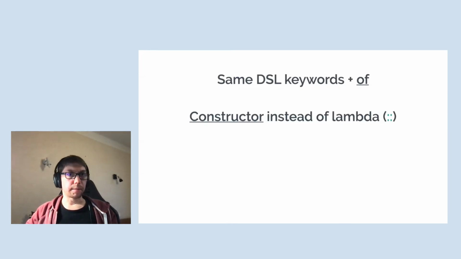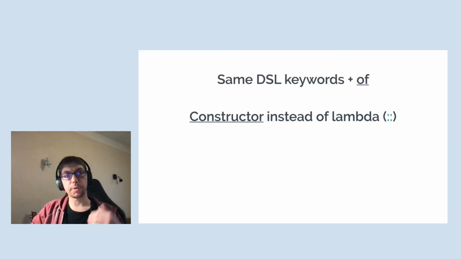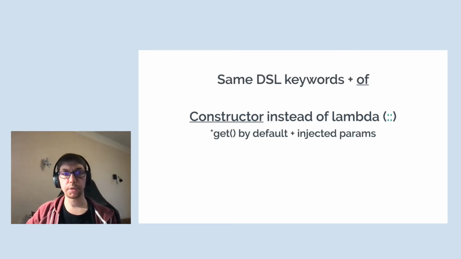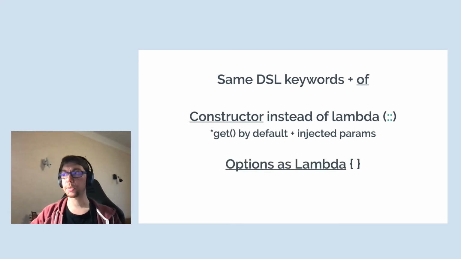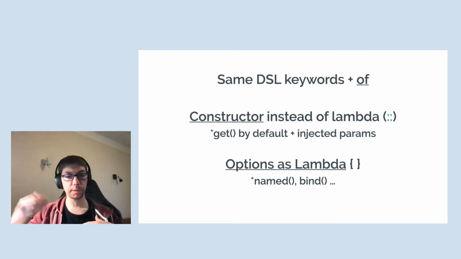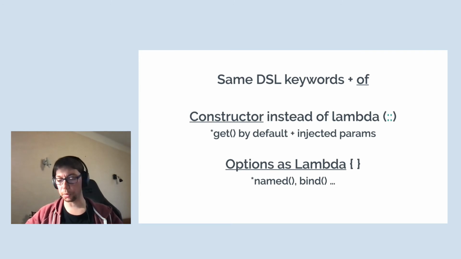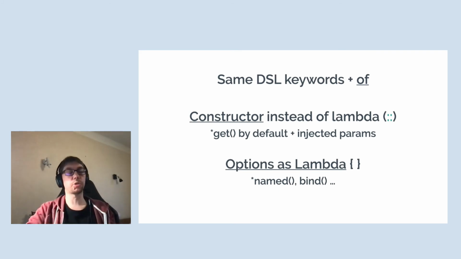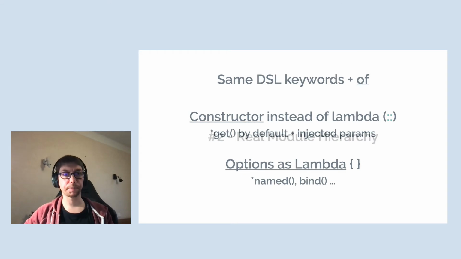Keep in mind, it's the same DSL keywords plus Of with constructor classes. You will have all the default parameters of your injected params here, and you have options that can be filled by lambda, named and bind. I believe this is something that the community will enjoy, because when you have lots of configuration and you change your constructor parameters, then you have to change your Koin configuration. Now you won't have to do it anymore.